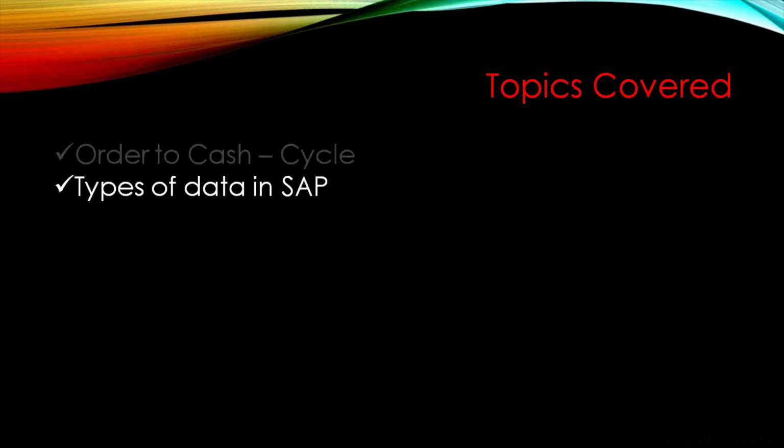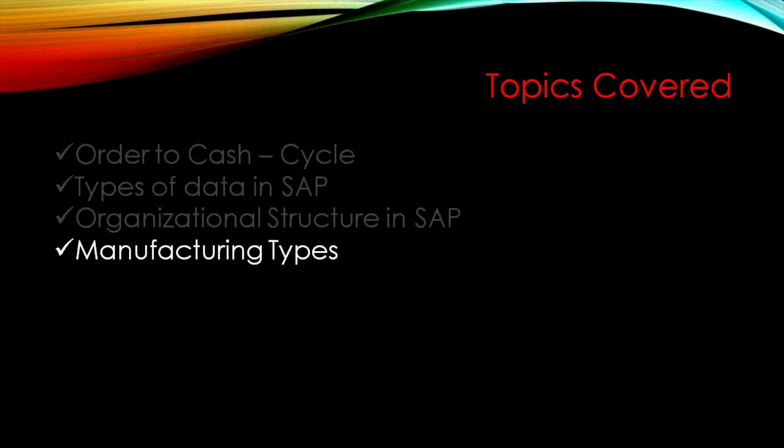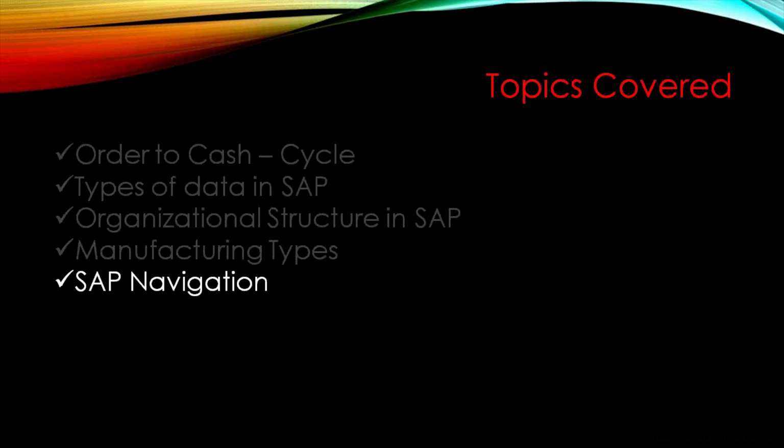So, the topics that we're going to cover are the order to cash cycle, types of data in SAP, organizational structure in SAP, manufacturing types, and SAP navigation. So let us start with the order to cash cycle.